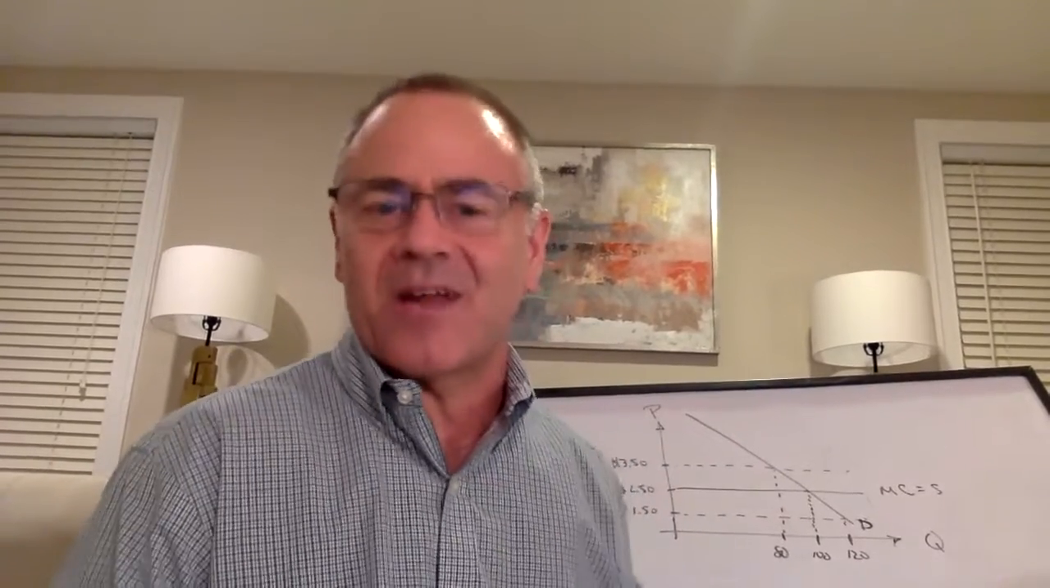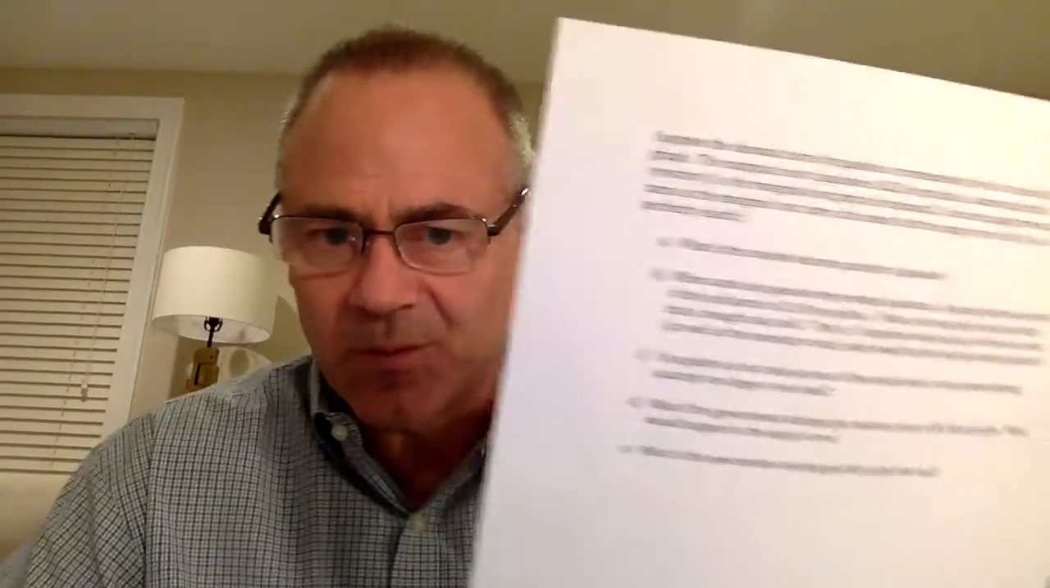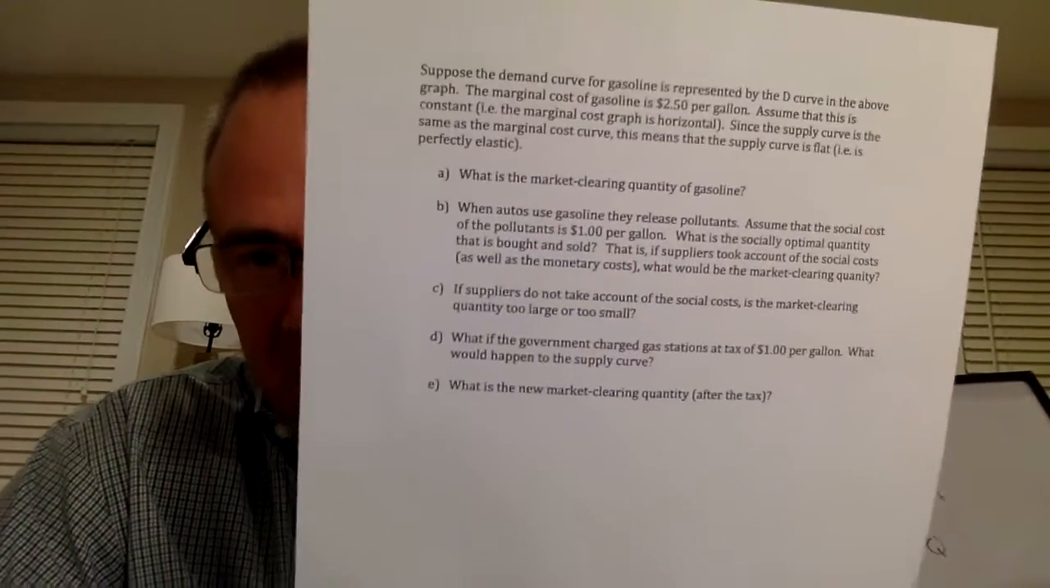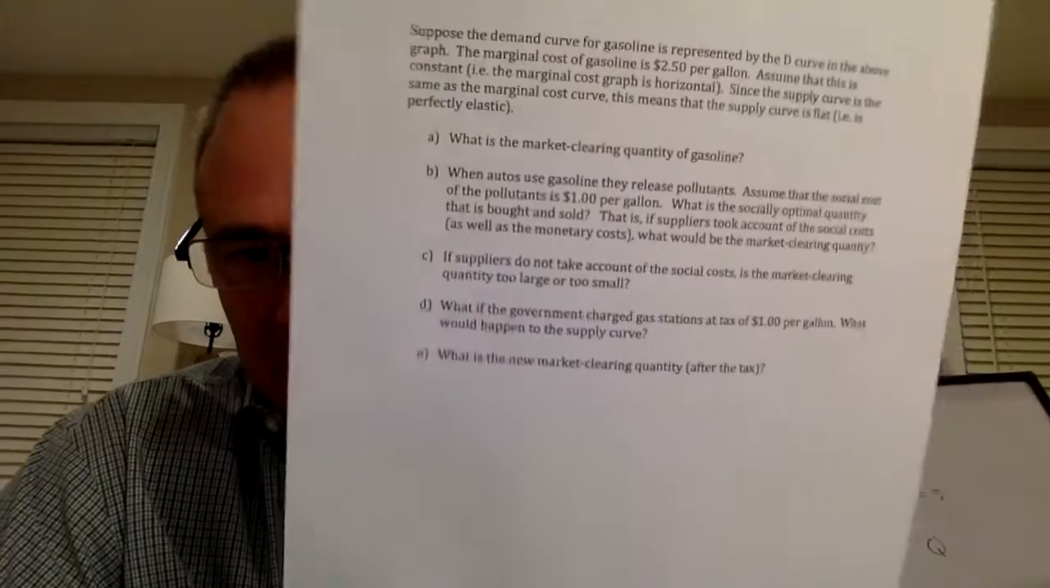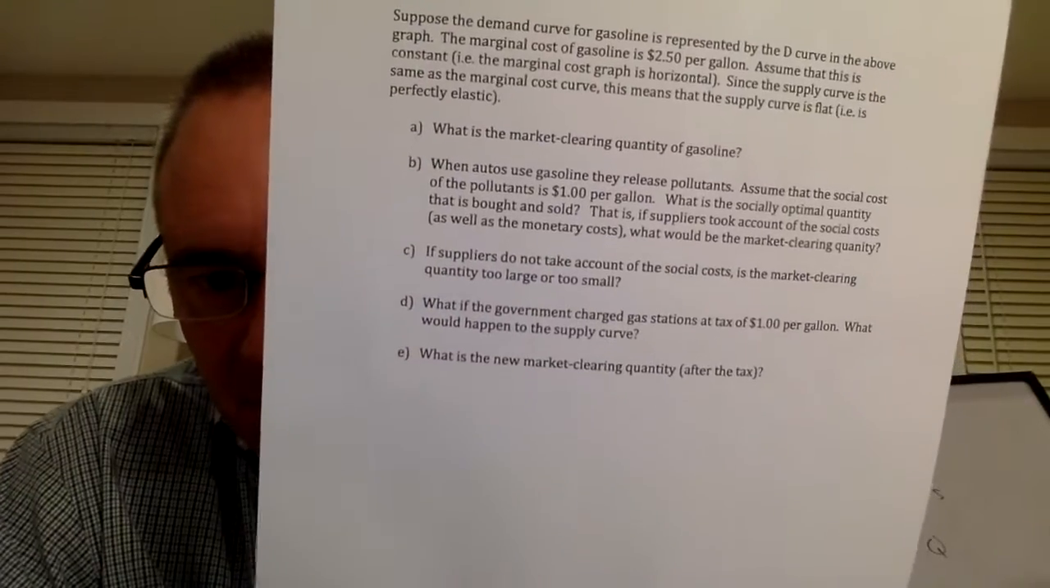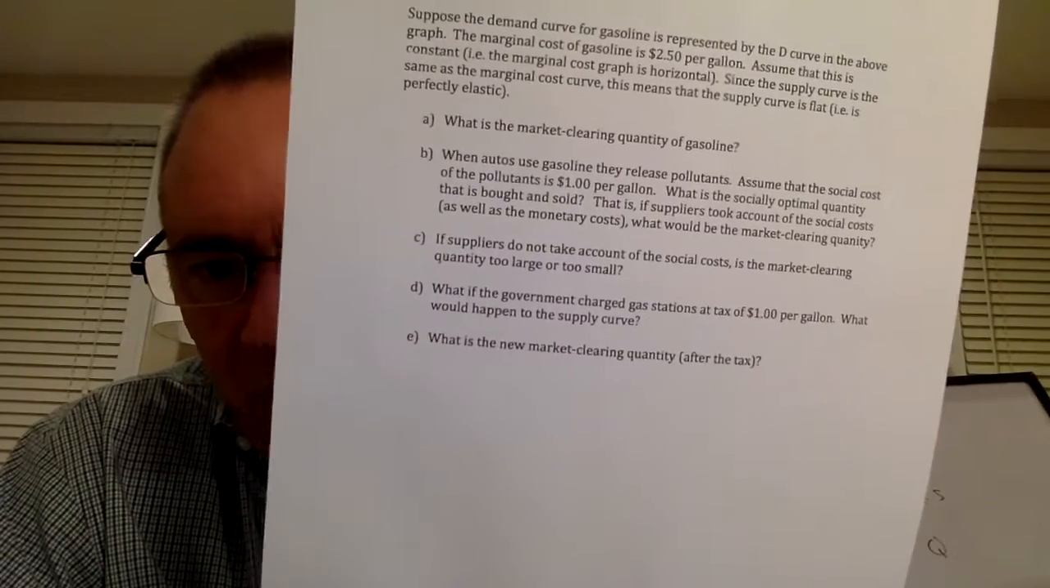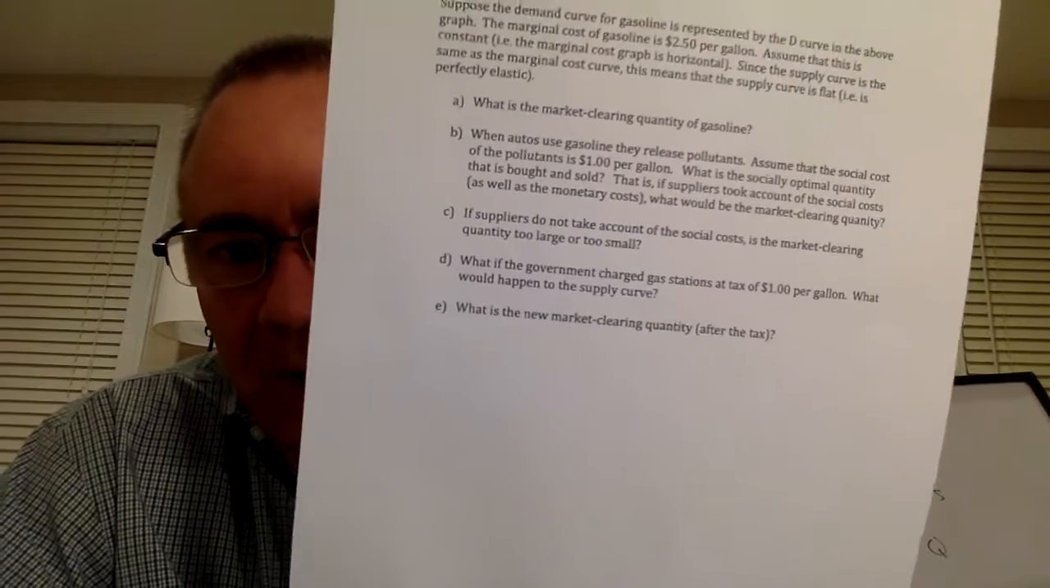The key is that you could estimate this cost. It would take a little work, and you'd need people to be truthful on surveys, but let's assume we can see inside their heads. That's what I mean when I say social cost. How much would people be willing to pay to reduce emittance by that much? So it's a dollar per gallon. What is the socially optimal quantity that is bought and sold?